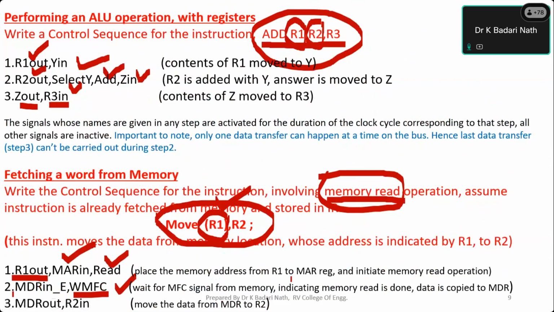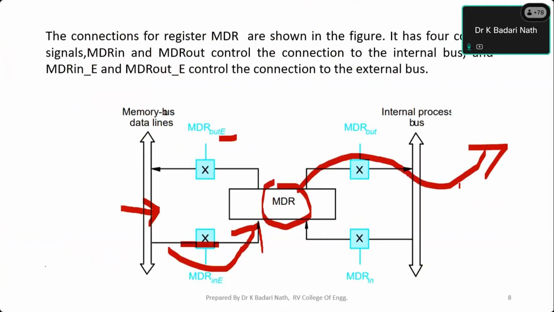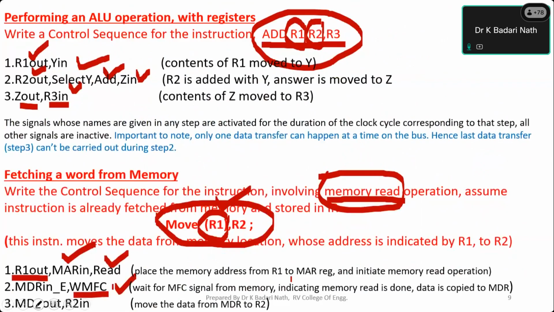In the third step, I have the data in the MDR. You can look at here. I have the data in the MDR. I have to write this data to the required place. I have to write through this bus, the internal bus, and write it to a proper place. So this is what we do in this step. MDR out means the one which is connected to the internal bus. So MDR data is placed on the internal bus.